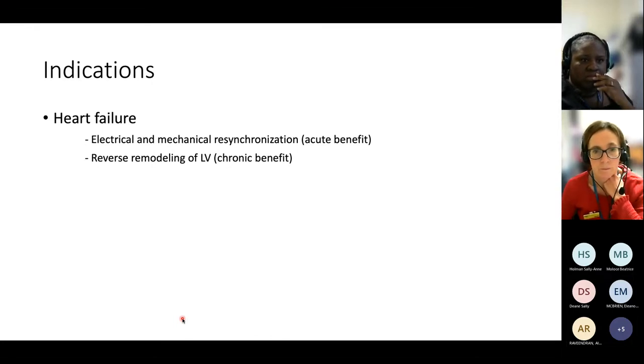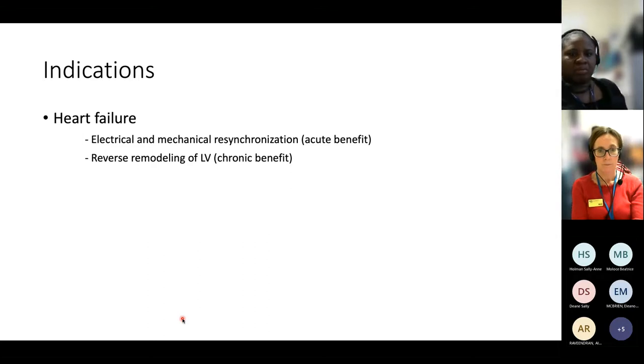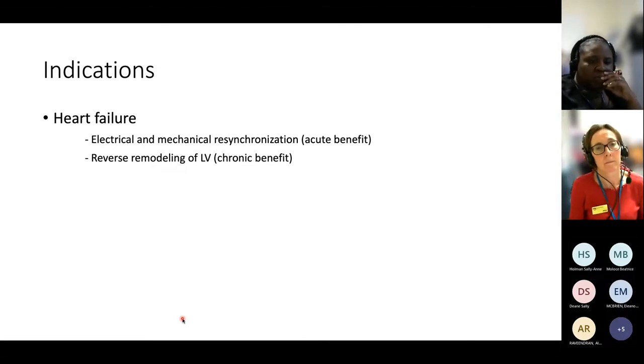Over time, there's also a reverse remodeling, a very complex cellular process that happens over a period of many months. That is the benefit we see with an improved ejection fraction over time, which is why once we put in CRT, we usually wait at least 3, if not 6 months or sometimes longer before we reassess LV function to see if we've made a difference to that.